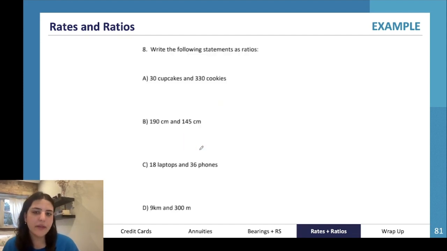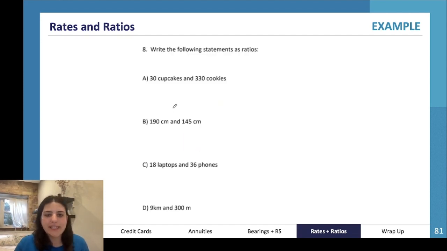Okay, write the following statements as ratios. This one, we won't write them as simplified. It's just, I guess we can, 30 cupcakes to 330 cookies. Let's see, we could go, this one, we could go 1 to 11 because the highest common factor is 30. 190 centimeters and 145. We could do 38 to 29, which is the lowest we can get.